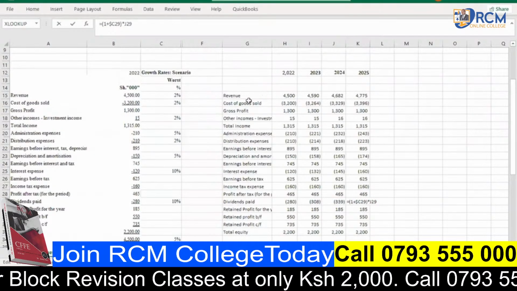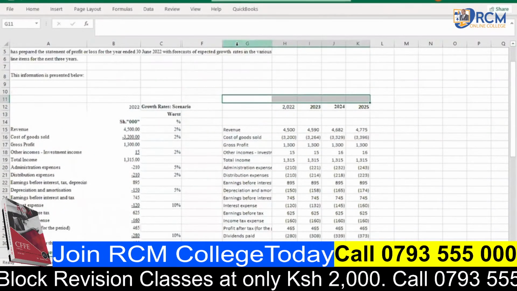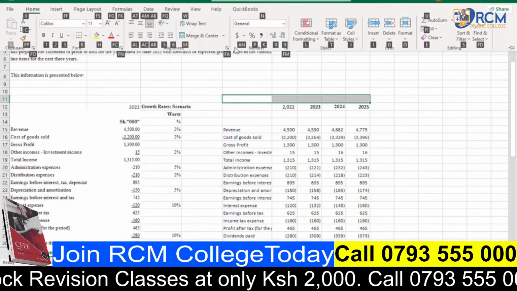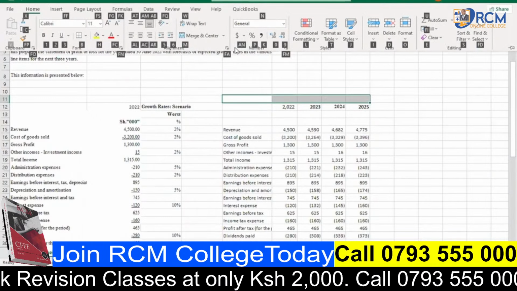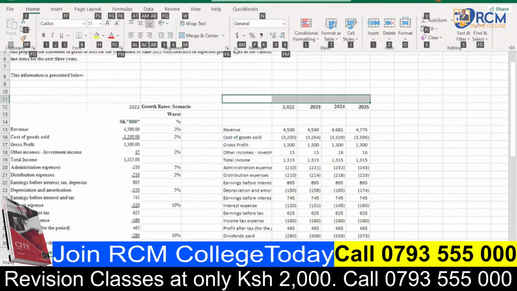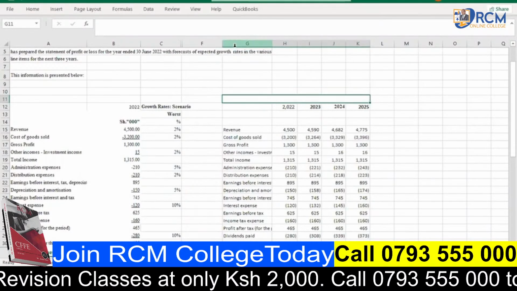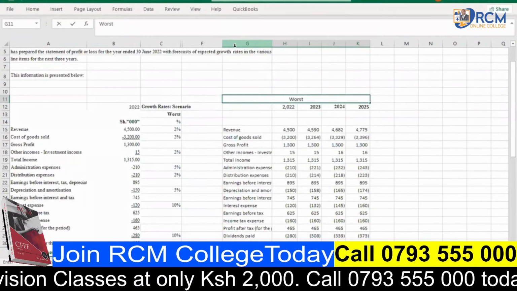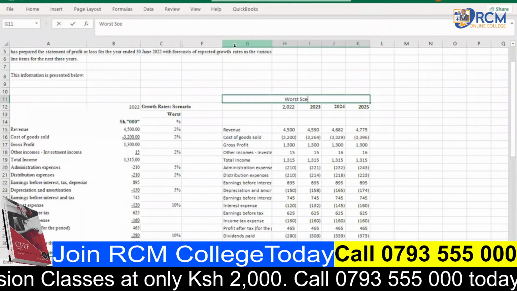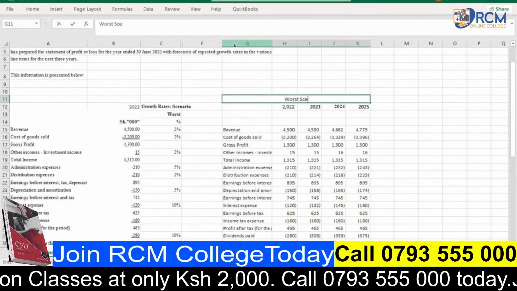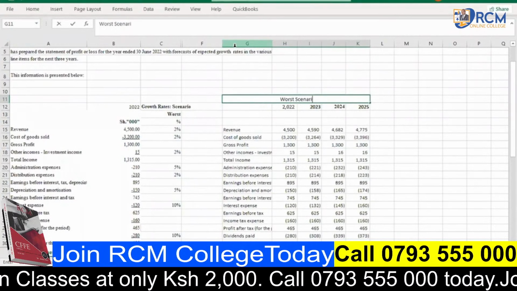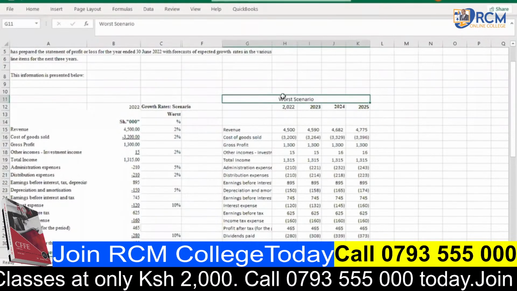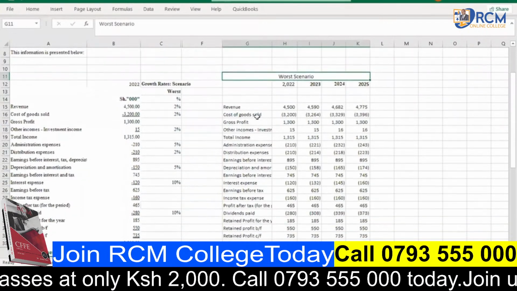For which scenario? Remember, this one here was the worst scenario. So I indicate that it is the worst scenario. So that is how I calculate everything there.